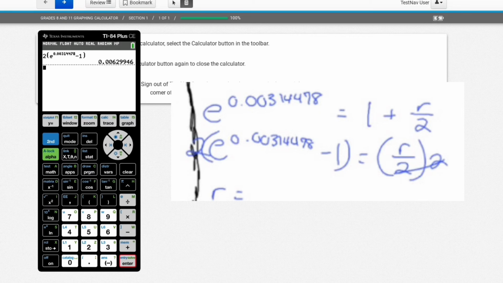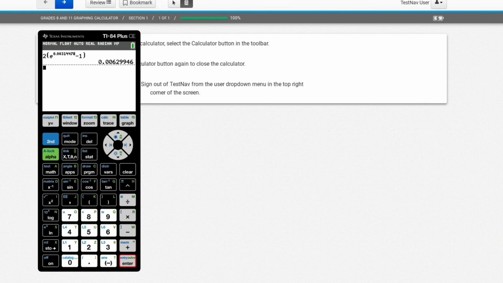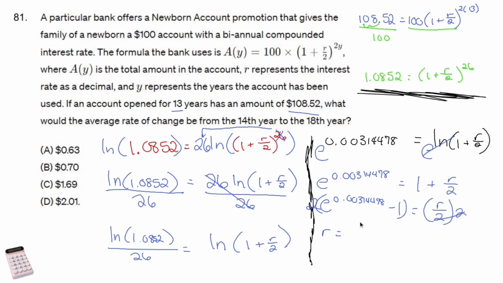So let's do the whole thing. I apologize for my vulgar language. The rate as a decimal is 0.006. Actually, let's keep the numbers like that. 63. So that's basically 0.63%, not a strong rate.